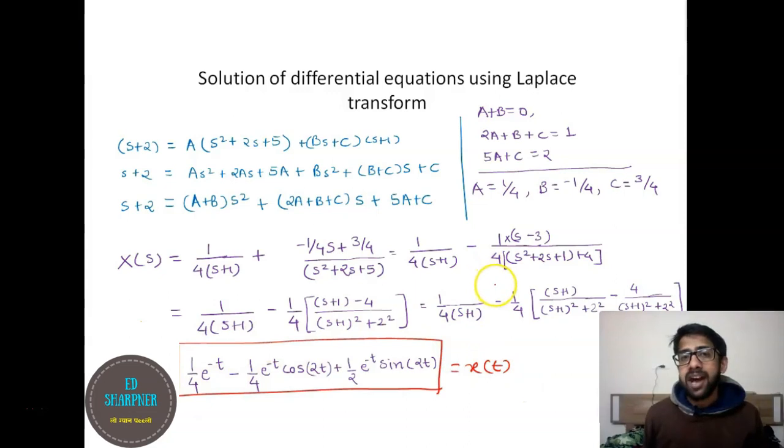So this is how easily you can find out the solution of a differential equation. The main course of the procedure remains the same. You have to find out the Laplace, convert the Laplace transform function into partial fractions so that you can manipulate the function easily, and then you can just take the inverse Laplace to get the solution.